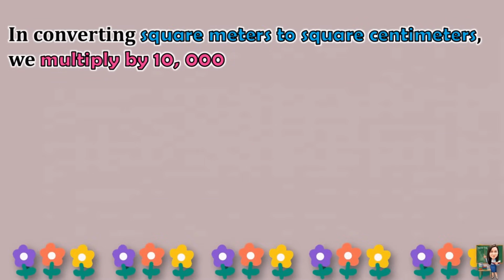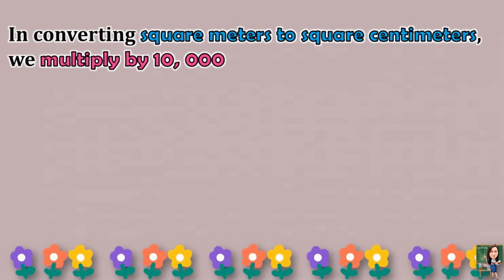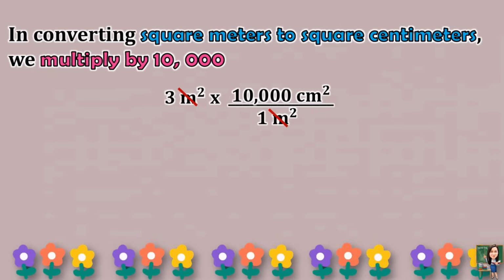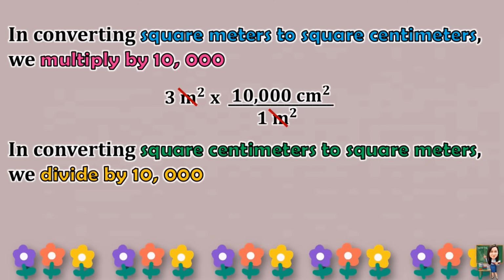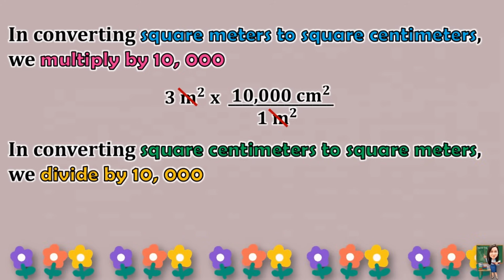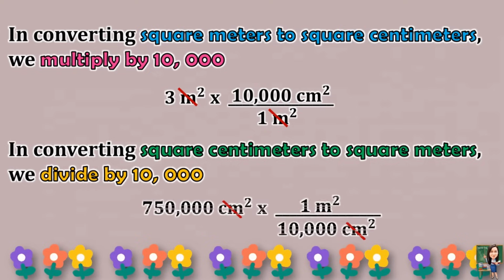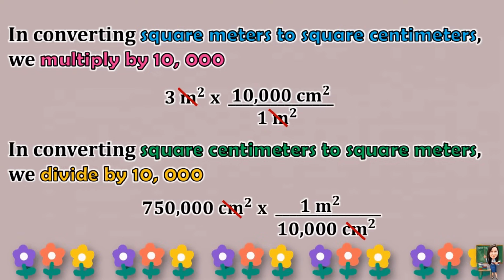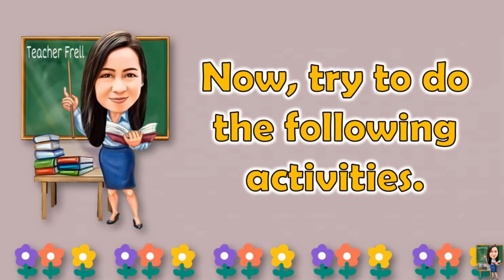In converting square meters to square centimeters, we multiply by 10,000. Like this. Multiply the square meters by 10,000 to get square centimeters. In converting square centimeters to square meters, we divide by 10,000. This is an example. We divide the square centimeters by 10,000. Did you get it, kids? And now, try to do the following activities.